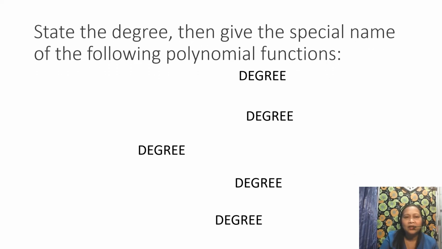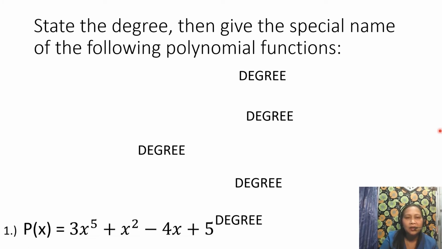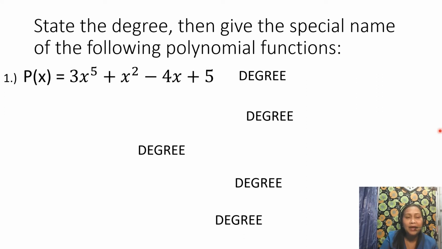Now let us state the degree, then give the special name of the following polynomial functions. Number 1. P of x is equal to 3x to the power of 5 plus x squared minus 4x plus 5. What is the degree? The degree is 5. Why? Because the highest exponent is 5. And what is the special name? The special name is quintic.